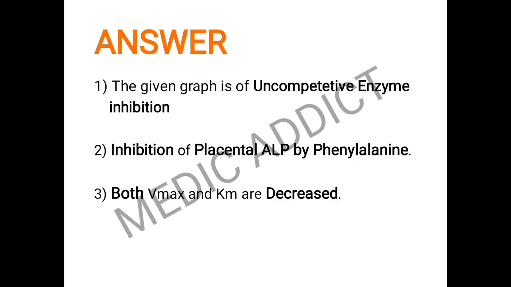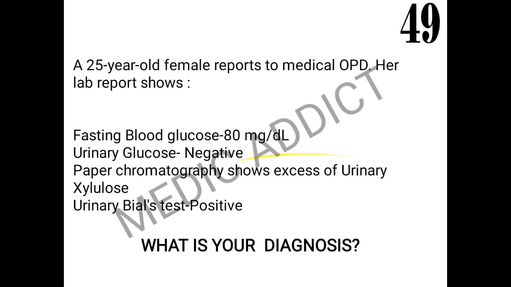So this given graph is of the uncompetitive enzyme inhibition. Its example is the inhibition of the placental ALP, that is alkaline phosphatase, by phenylalanine. In this uncompetitive enzyme inhibition, both Vmax and Km values are decreased. Let's look into the next spot.